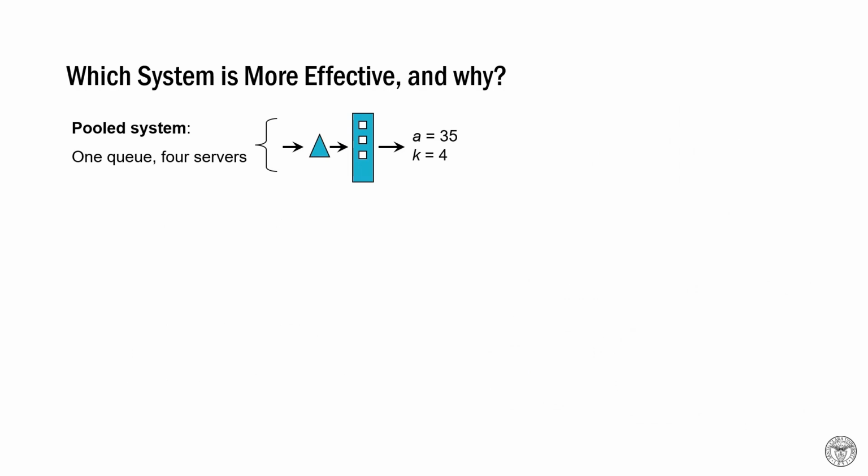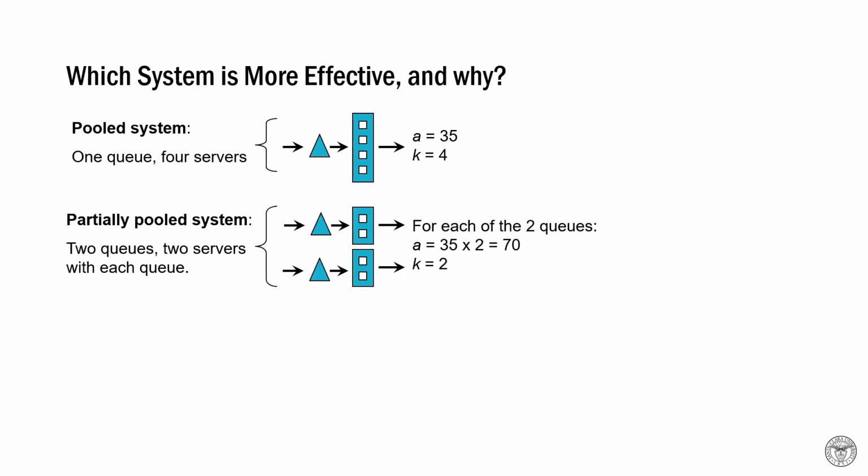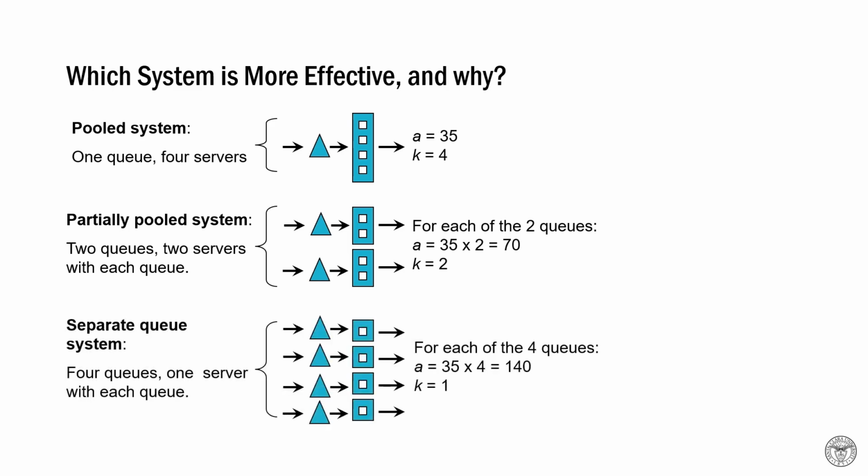In comparing the effectiveness of 3 queuing systems, we consider 3 models: a pooled system, a partially pooled system, and a separate queue system. In the pooled system, we have a single queue served by 4 servers. Contrastingly, the partially pooled system has 2 queues, each served by 2 servers. And the separate queue system is made up of 4 queues, each served by 1 server.